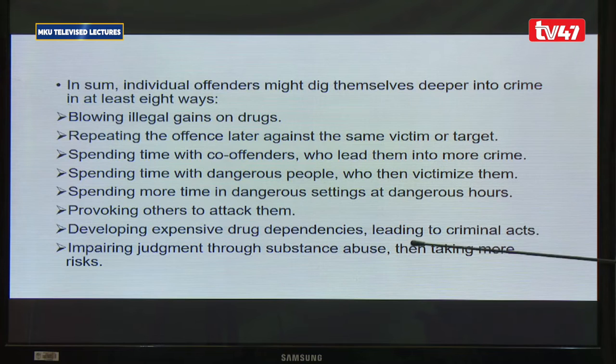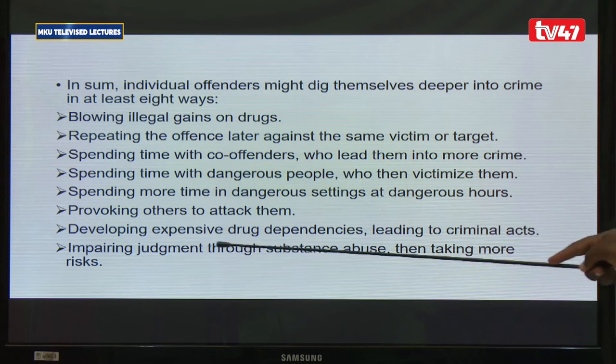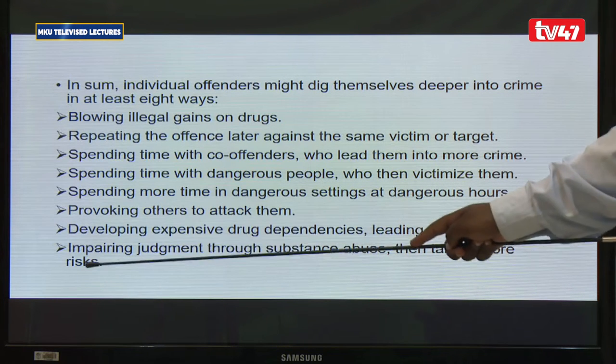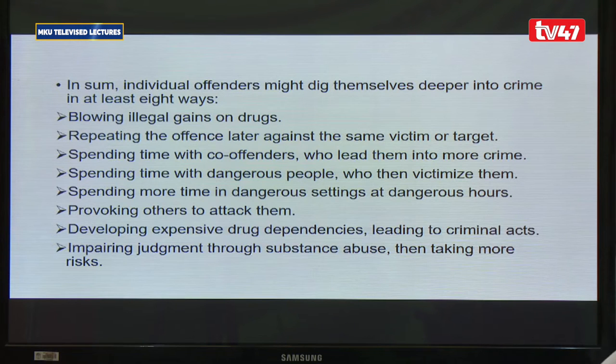you'll need money to support these habits. So it means that you go committing thefts and other crimes in order to support these bad habits. And also, once you take these drugs, they'll impair your judgment and harm your decision making. So as a result, if you take drugs, they'll harm your judgment and you commit more crimes as a result.